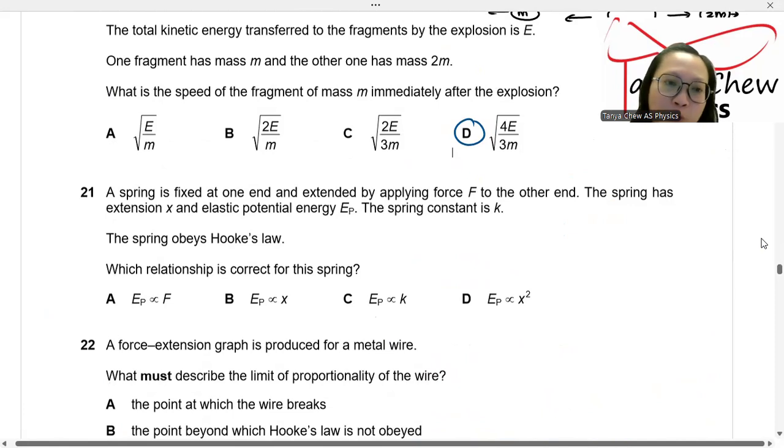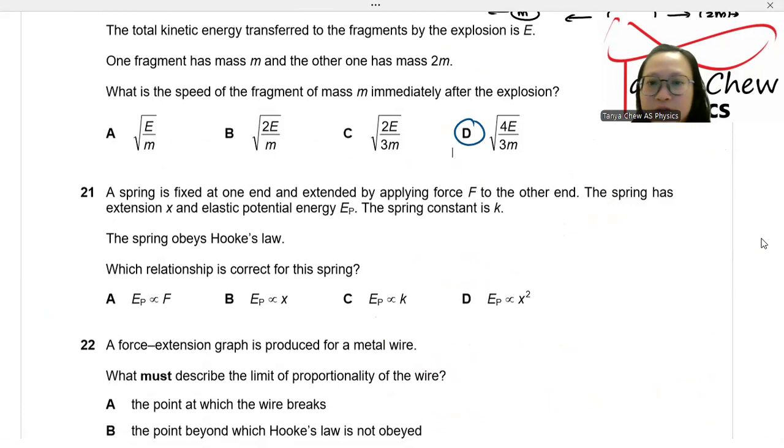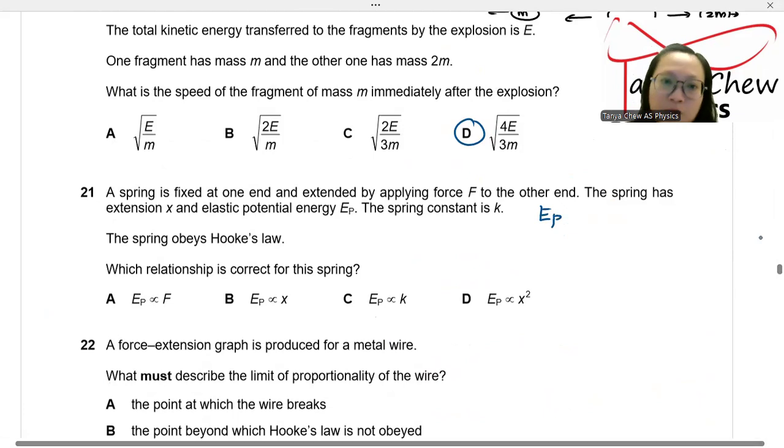Now, question number 21. A spring is fixed at one end and extended by applying force F to the other end. The spring has extension X and elastic potential energy EP. The spring constant is K. The spring obeys Hooke's law. Which relationship is correct for this spring? So you remember elastic potential energy is equal to half kx squared or half Fx.